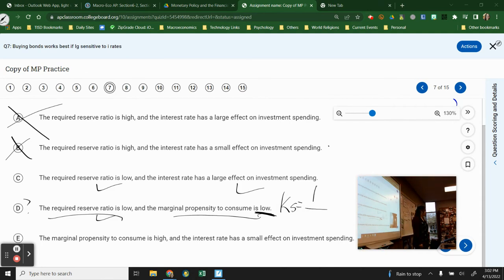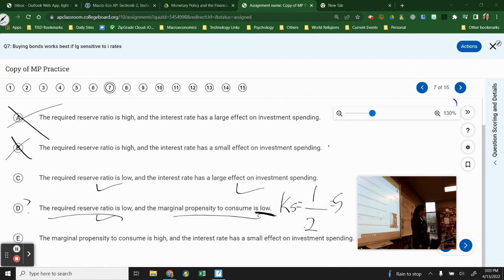MPC is low, let's say 0.1. Nope, that's bad math. Please don't do that. 0.8. That MPS is going to be 0.2. So the spending multiplier is going to be 5, which is still a multiplied amount, just not as multiplied as it could have been with a bigger MPC.